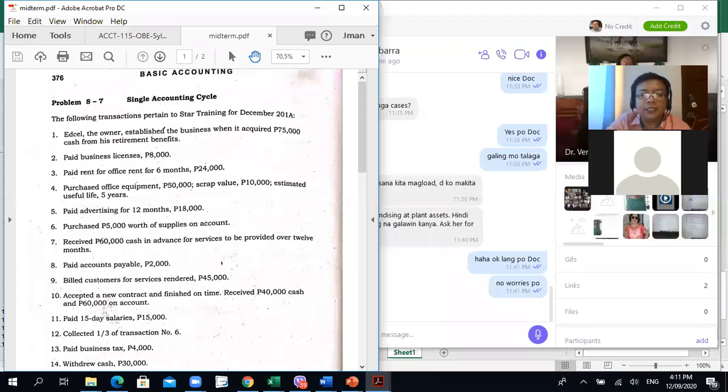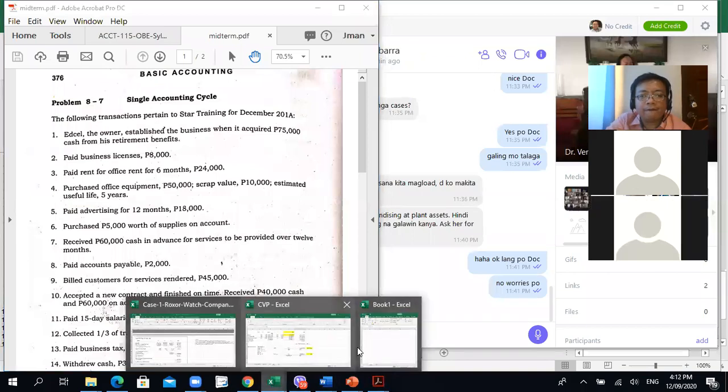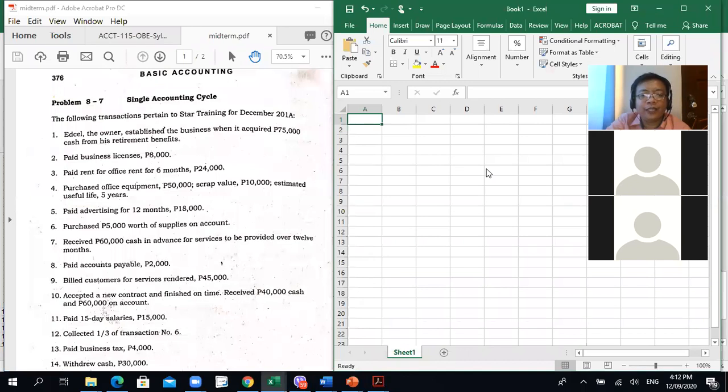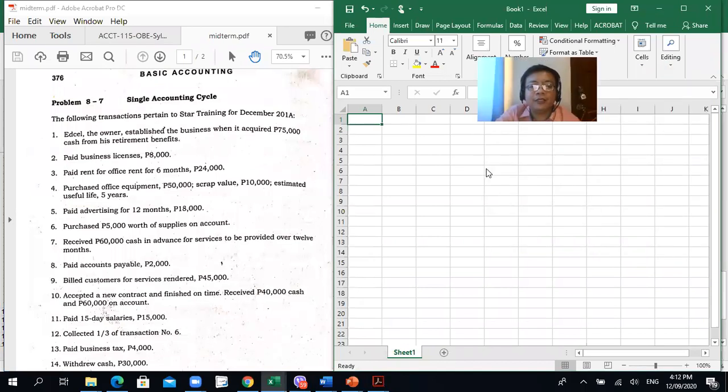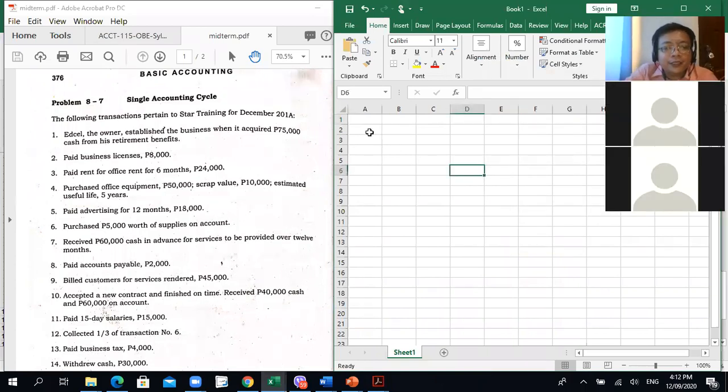You see my screen now? Yes, sir. All right, so this is your final exam. Sorry, midterm exam. Last, kailan ba? Two weeks ago, di ba? Kasi wala tayong meeting last week because of Independence Day daw. All right, sige. What we'll do now is to answer all of this, and then up to preparations of FS.